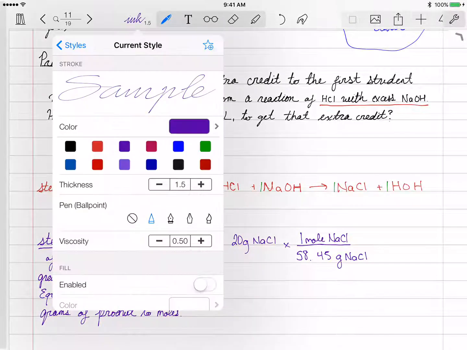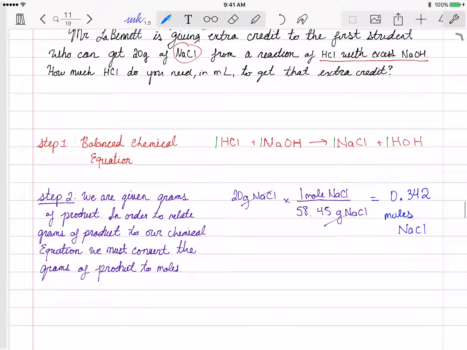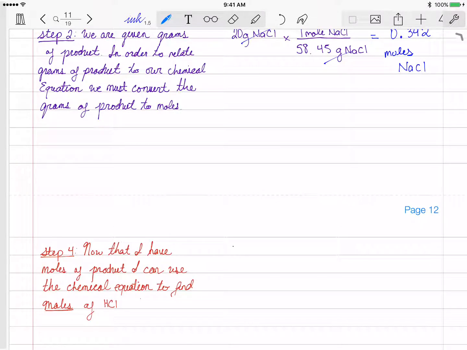Alright, so my units are going to cancel. Grams of NaCl, grams of NaCl. So I'm going to divide 20 by 58.45. I'm going to get 0.342 moles of sodium chloride. So Mr. Bennett wants us to have 0.342 moles of sodium chloride. So I'm going to copy that down here.